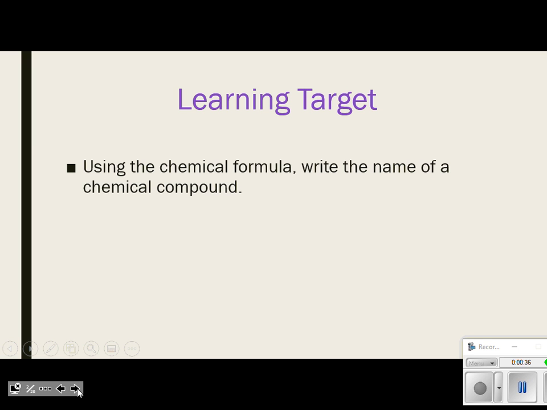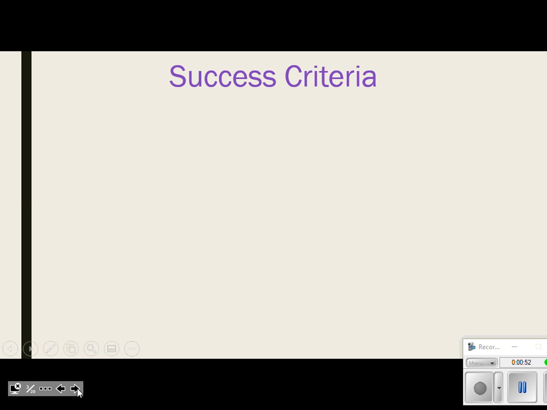Okay, learning target, once again: using the chemical formula, write the name of the chemical compound. So you will be given the formula and you should be able to write the name of the compound. What do we need to do to be successful with that learning target? Well, number one is identify multivalent ions. We did that yesterday, so hopefully that's just a little bit of a review.